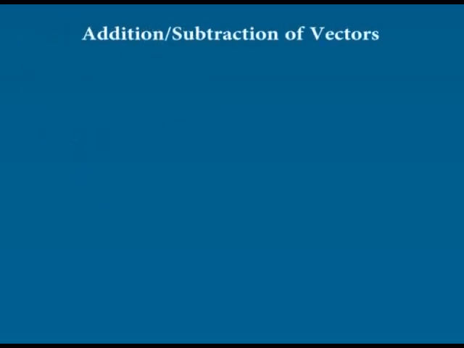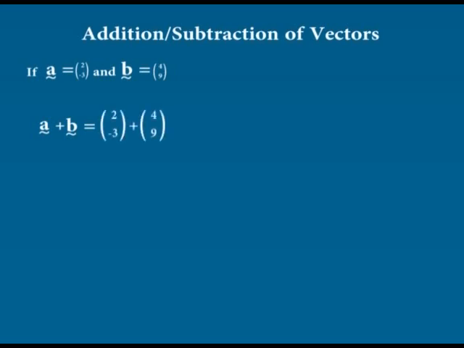Next, addition and subtraction of vectors. When adding or subtracting vectors, we simply add or subtract the corresponding values. For instance, if vector A is equal to (2, -3) and vector B is equal to (4, 9), then A plus B is equal to (2, -3) plus (4, 9), that gives us (6, 6).